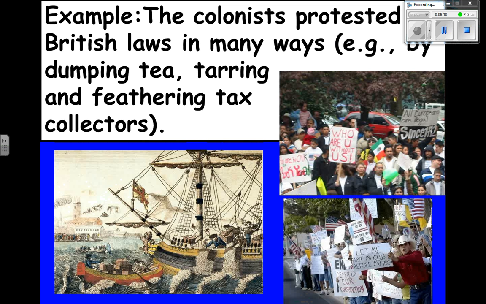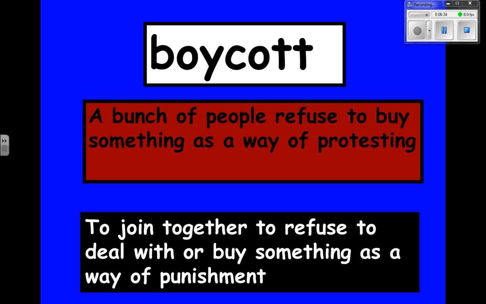In our historical context, the colonists protested a lot of British laws. They did it by boycotting, in the Boston Tea Party. They dumped tea over the sides of ships. They tarred and feathered tax collectors, intimidation. They wrote letters. They organized themselves within colonial regions to protest what the British government was doing.